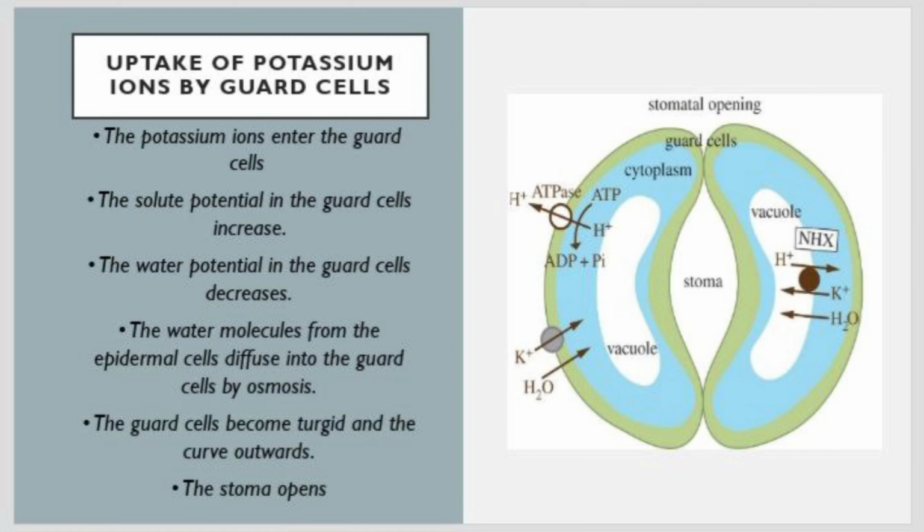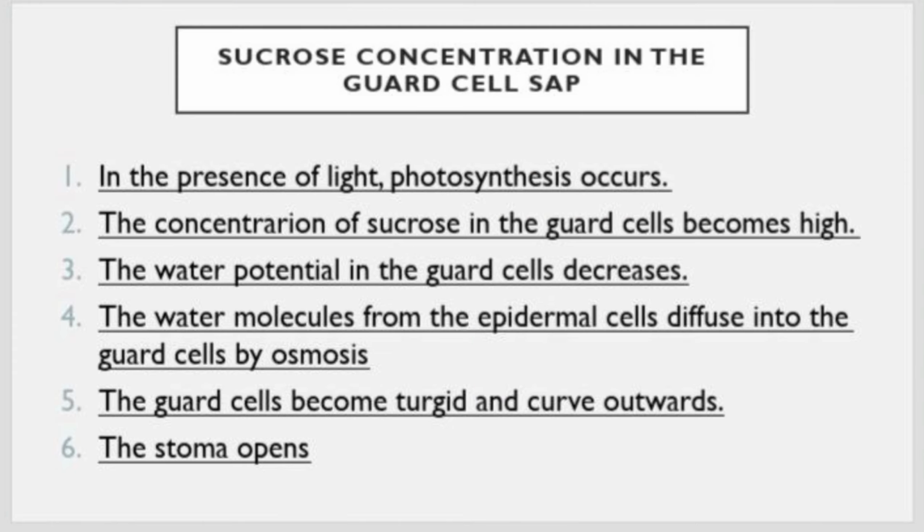The opening of the stoma. Uptake of potassium ions by guard cells. The potassium ions enter the guard cells. The solute potential in the guard cells increases. The water potential in the guard cells decreases. The water molecules from the epidermal cells diffuse into the guard cells by osmosis. The guard cells become turgid and curve outwards. The stoma opens.